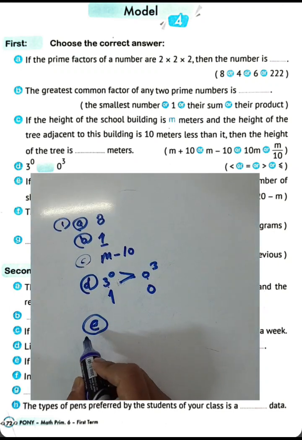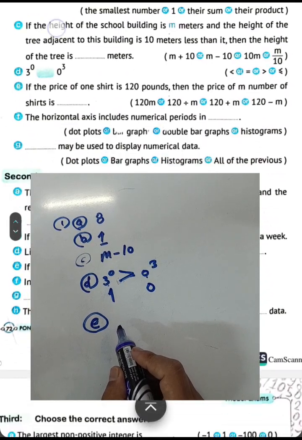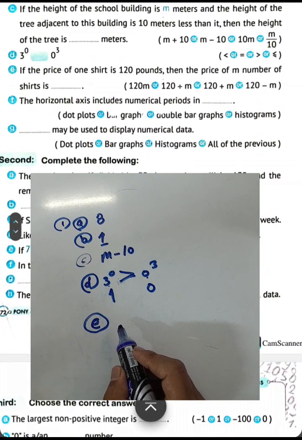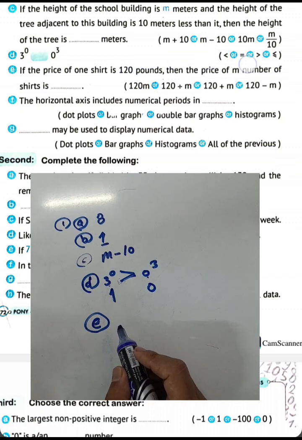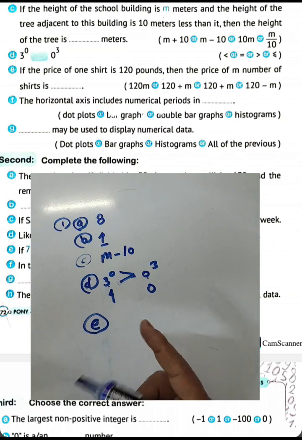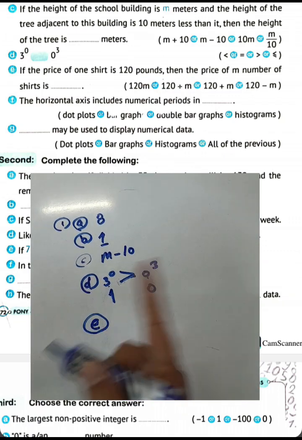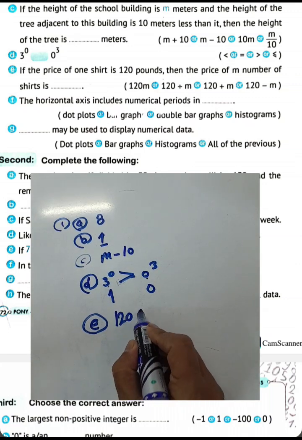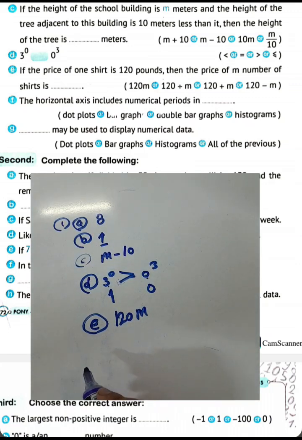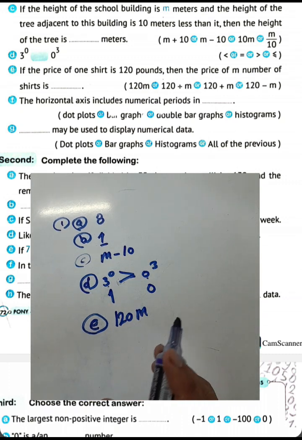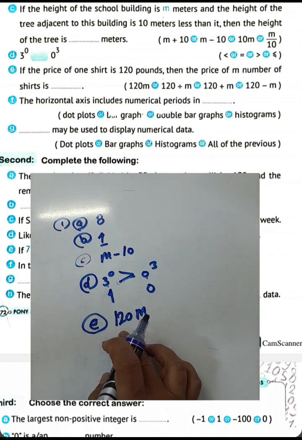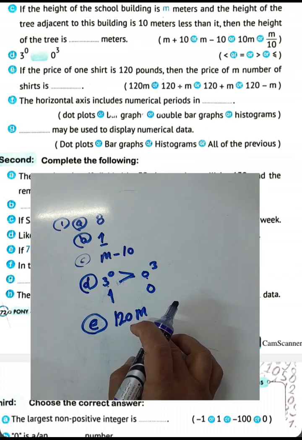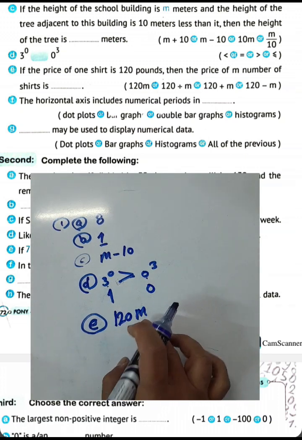Question letter E, if the price of one shirt is 120 pounds, then the price of m number of shirts is the multiplication of them. It gives us the price of each one, 120 pounds, then the total will be 120 multiplied by m. Okay, if you want the price of m shirts, the total will be 120 multiplied by the number of shirts, the result will be 120m.